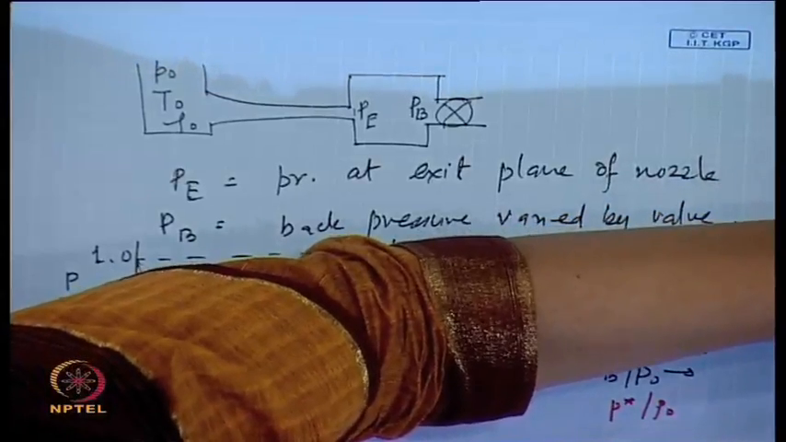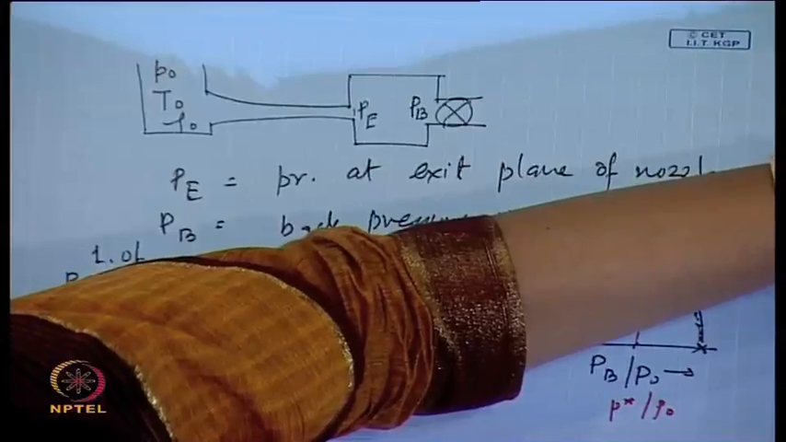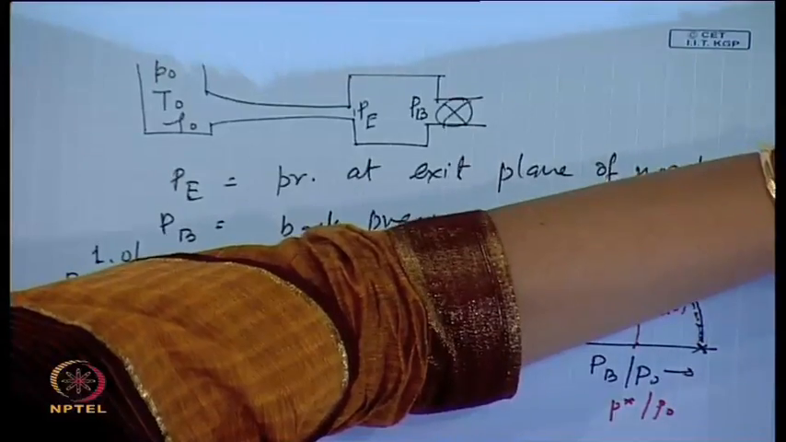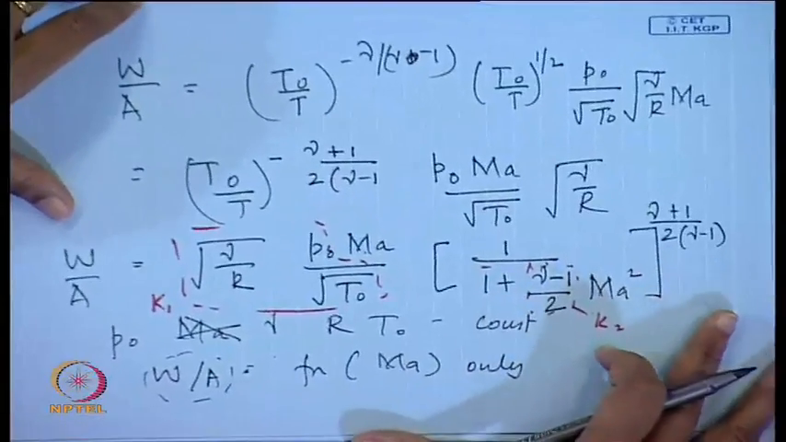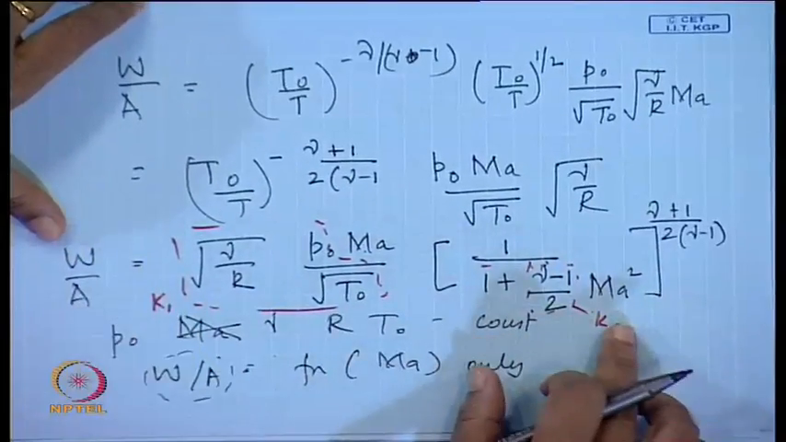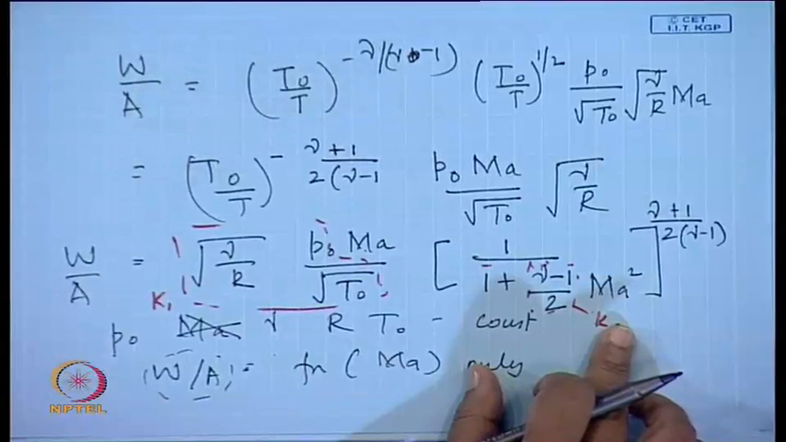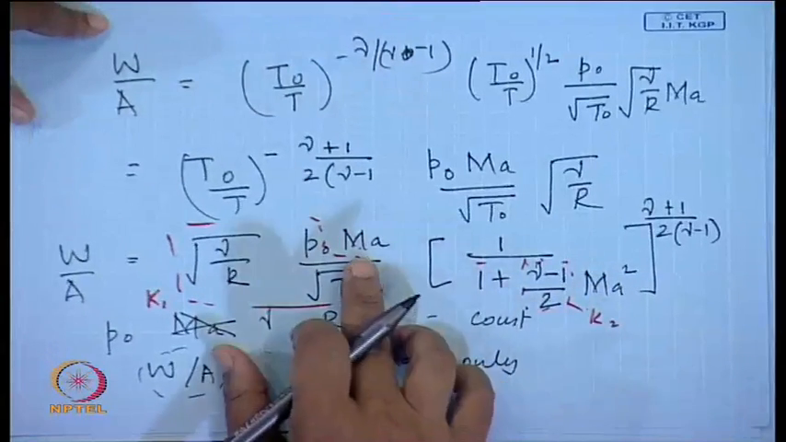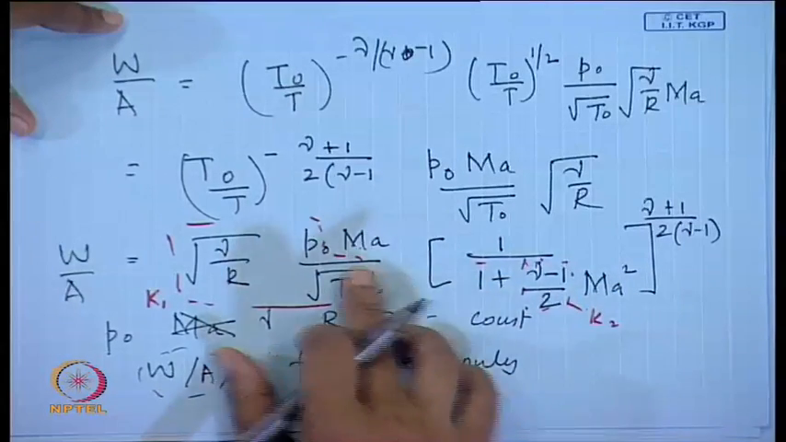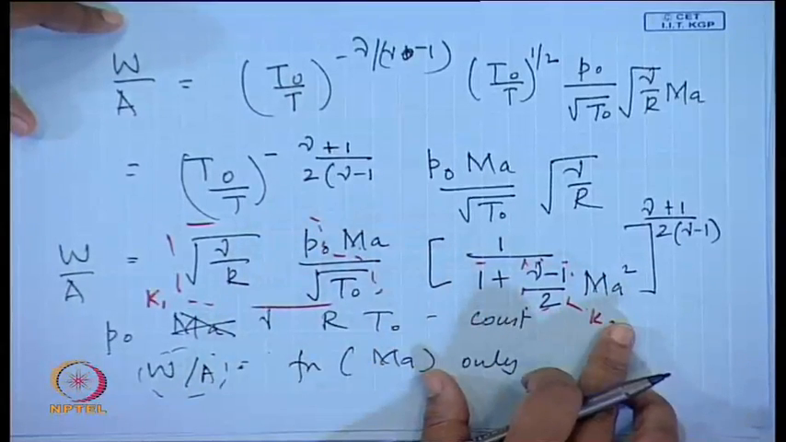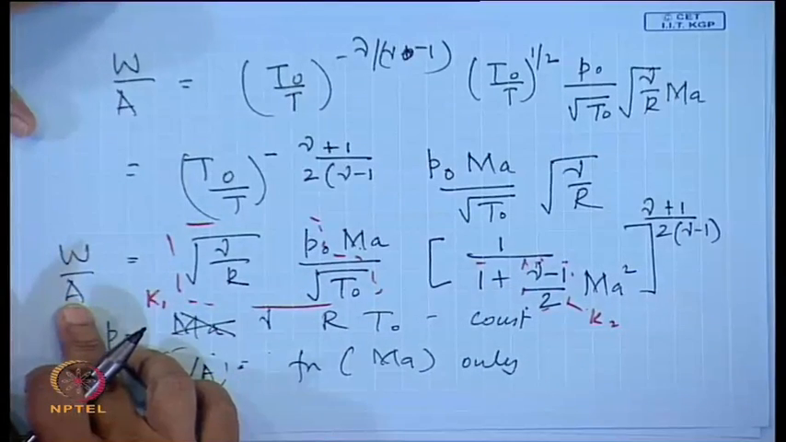Just a minute, this is the case. Yeah. So, what did we find? We find that W by A was given by this particular expression, okay? And if we put M A equal to 1 here, then we are going to get the maximum flow rate, and that occurs under choked flow condition where A equals A star. Do you get my point?